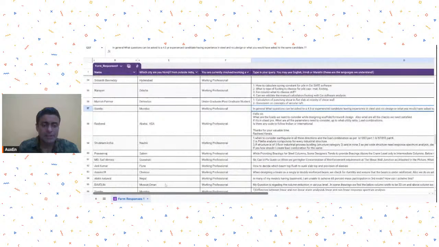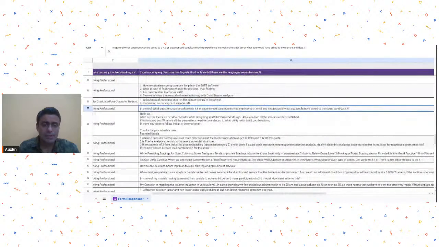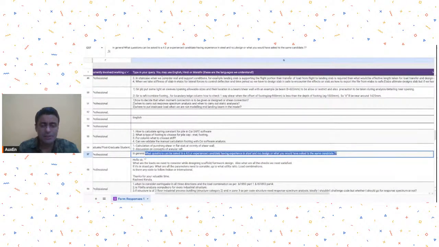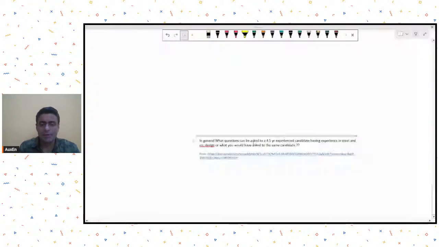Mr. Sandeep is asking in general what questions can be asked from a 4.5 years experienced candidate having experience in steel and RCC design. I don't know. I mean, I have never asked questions. I don't believe in taking interviews. Interview is just a waste of time for the participant also, and for the person who is taking the interview, because you cannot judge anyone in such a short time. So I don't see any reason why people conduct interviews.